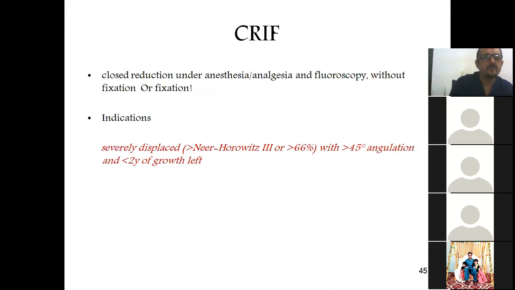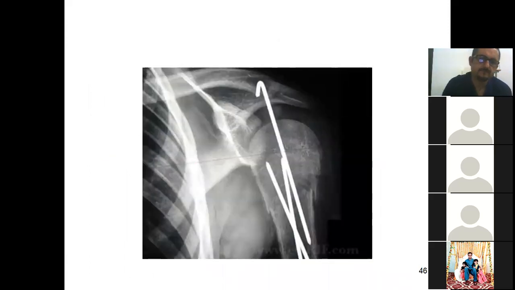So the indication for closed reduction and fixation is that it should be under anesthesia, with fluoroscopy in a controlled environment, with or without fixation. Indications are severely displaced Neer-Horowitz type 3, or more than 66% displacement, or more than 45 degrees of angulation, or less than 2 years of growth left. So this is probably percutaneous fixation with K-wire. And you should read this from Campbell, the basic concepts of adult K-wire fixation, the same percutaneous fixation, same apply for the pediatric population as well.